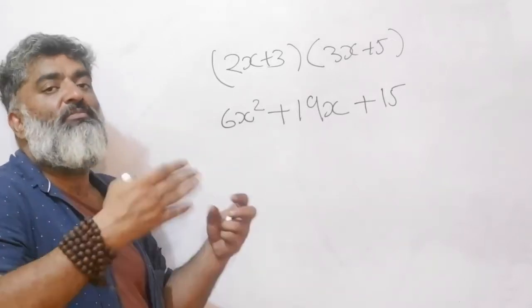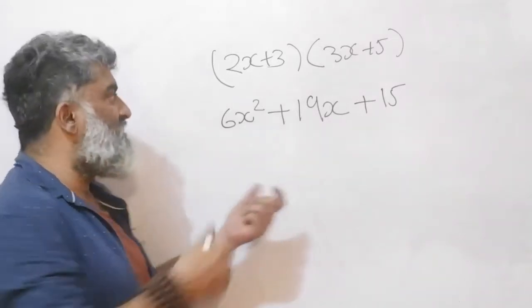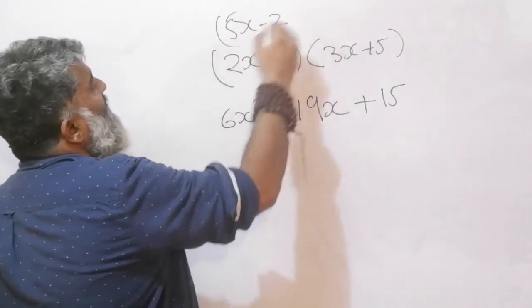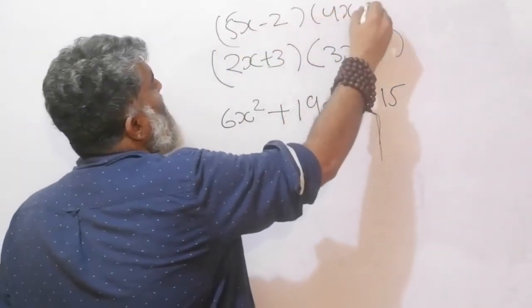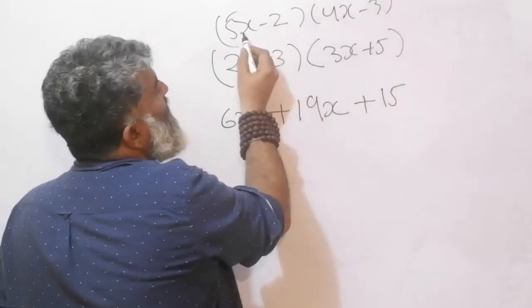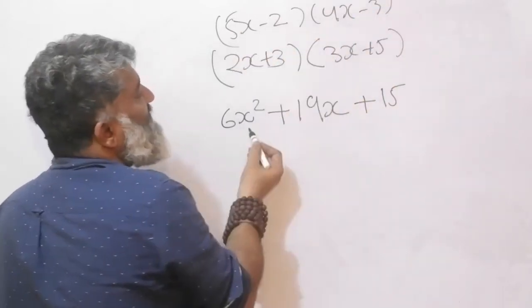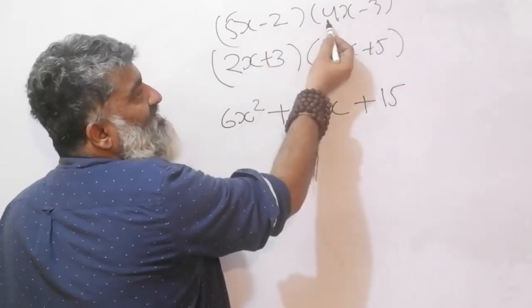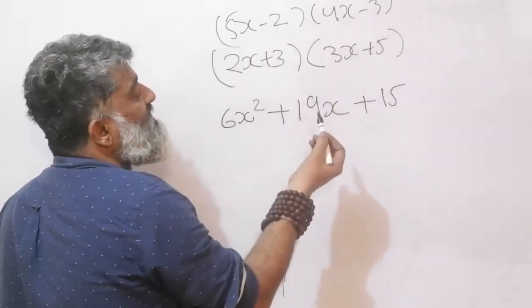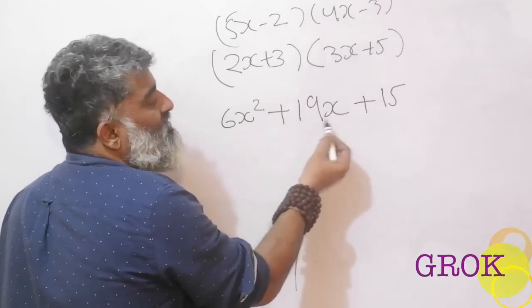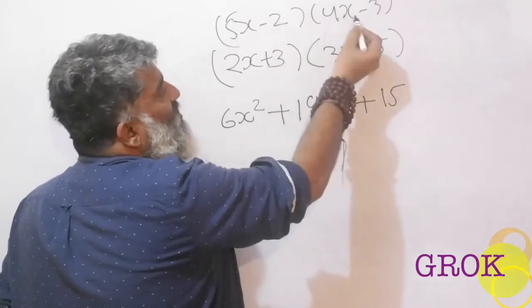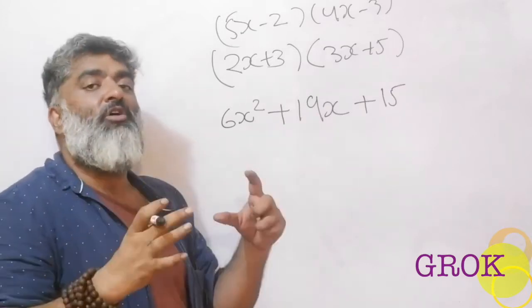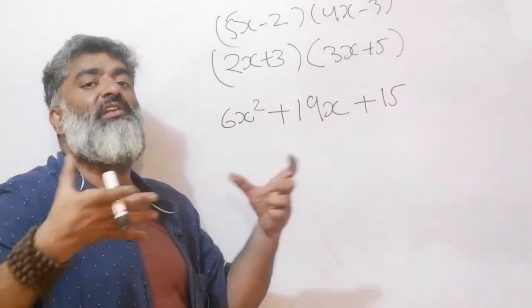Because the form is the same, the numbers might keep changing. You make it 5x minus 2 into 4x minus 3. What will you get? You will get 5 into 4, something x square. You will get a minus 15x and a minus 8x. You will get a minus 23x, which is something with a coefficient of x, and then you will get a constant. So numbers are changing, but the form is the same. So there is a general form.